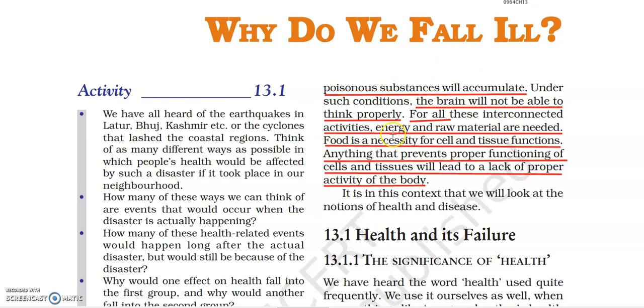Then for all these activities, energy and raw materials are needed, of course. Whatever activities are going on in our body at a cellular level, they also need energy and raw material. And what is providing this energy and raw material? Of course, food. So food is a necessity for cell and tissue functions. And anything that prevents proper functioning of cells and tissues will lead to the lack of proper activity of the body.